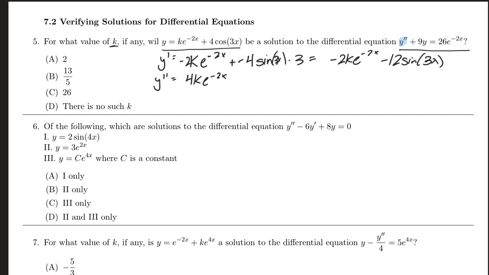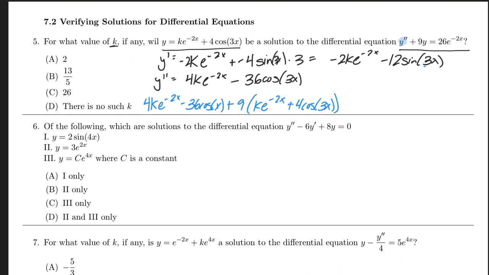I take the derivative of sine, which is cosine. And it's going to give me negative 36 cosine of 3x. Again, the 36 comes from the fact that there's this 3 in the parentheses, so I take its derivative and multiply by another 3. That is our second derivative. And our equation says I take my second derivative and add 9 times the original function, and I want that to end up being equal to 26 e to the negative 2x.